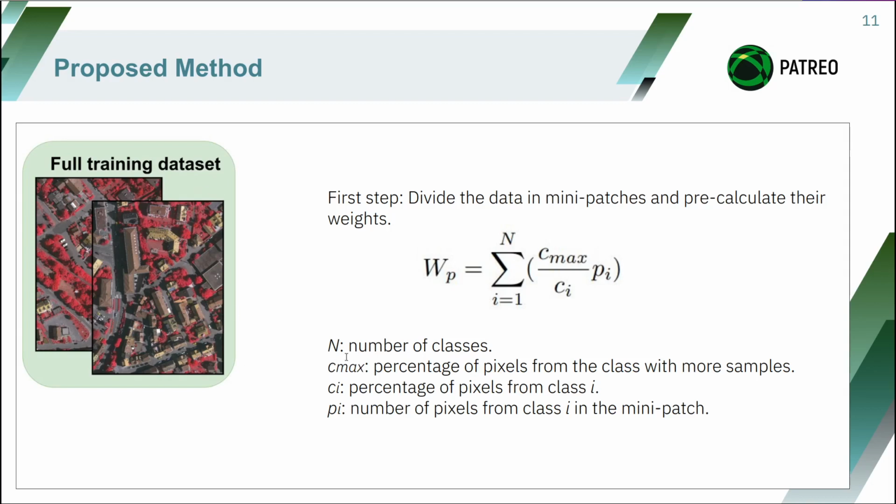Then Cmax would be 40%. Ci is the percentage of pixels from the class i. So let's suppose we are looking at the car class and it represents 5% of the dataset. Then Ci for car would be 5%. And Pi is the number of pixels from the class i in the mini patch we are looking at. So basically what we are doing is giving a bigger weight to those mini patches that present the most number of pixels from the rarest class in our dataset.